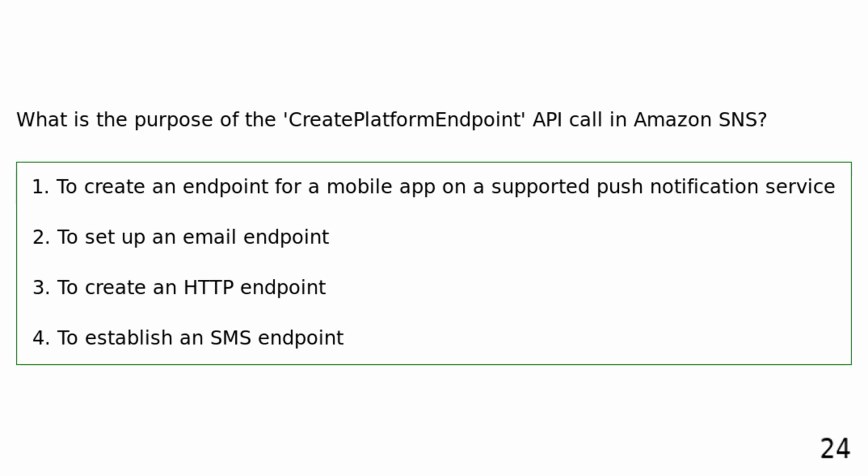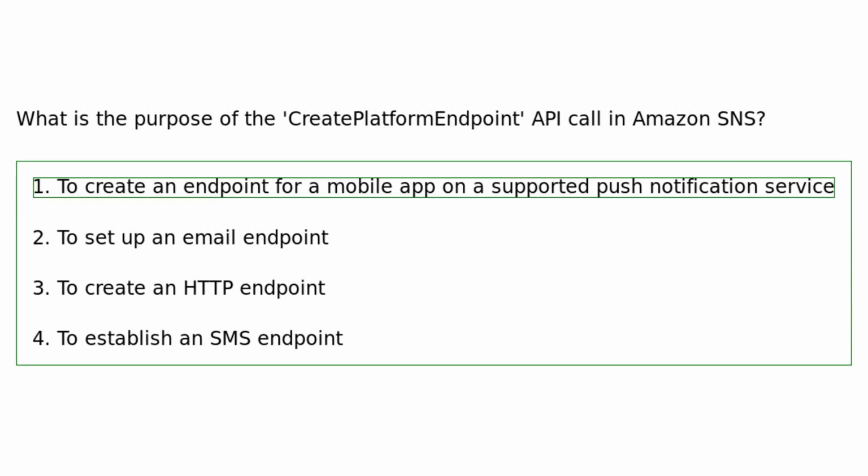What is the purpose of the CreatePlatformEndpoint API call in Amazon SNS? To create an endpoint for a mobile app on a supported push notification service. To set up an email endpoint. To create an HTTP endpoint. To establish an SMS endpoint. The CreatePlatformEndpoint API call in Amazon SNS is used to create an endpoint for a mobile app installation on a supported push notification service, like Apple's APNs or Google's FCM.